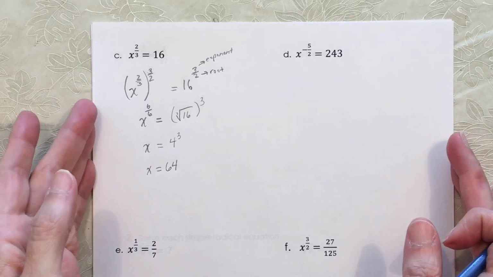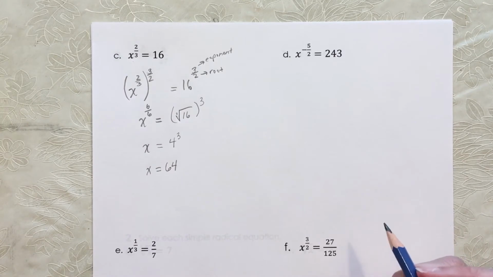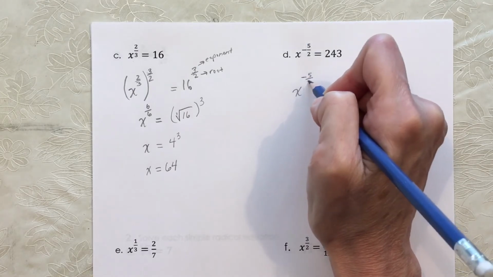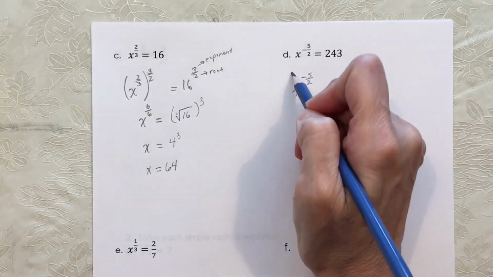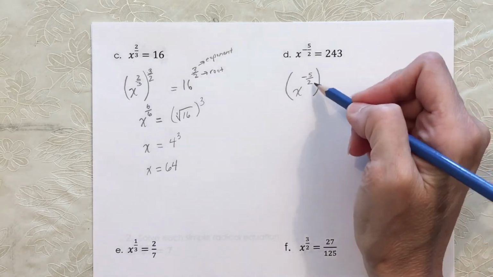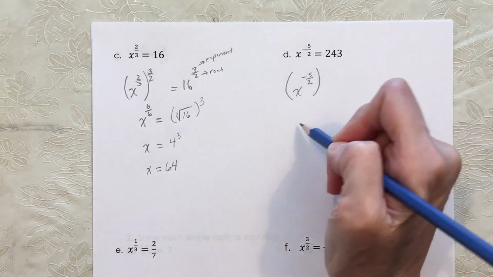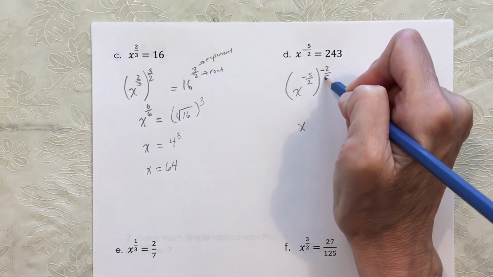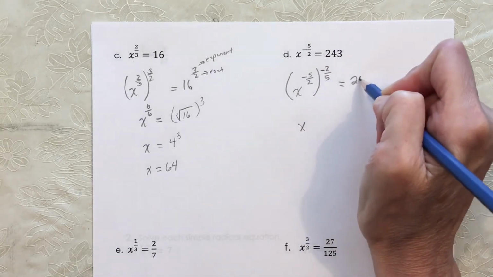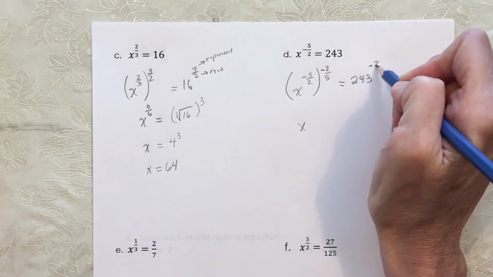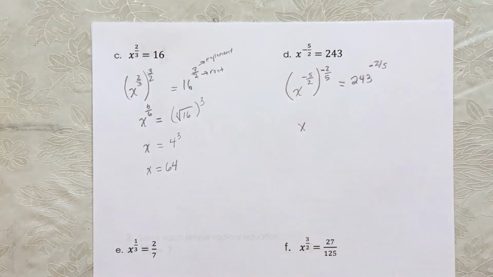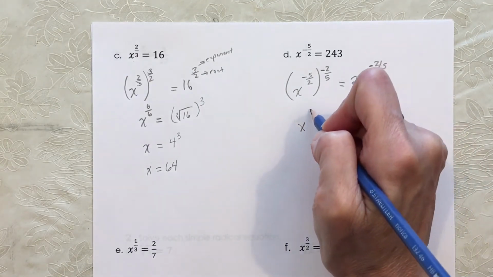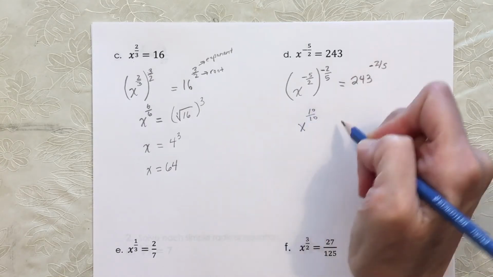Right, x to the negative 5/2 equals 243. So what exponent power would we have to put x to the negative 5/2 to end up getting x to the 1? So that would be negative 2/5. So if we put this side to the negative 2/5, we have to put the right side to the negative 2/5. So that's going to give us x to the positive 10/10.